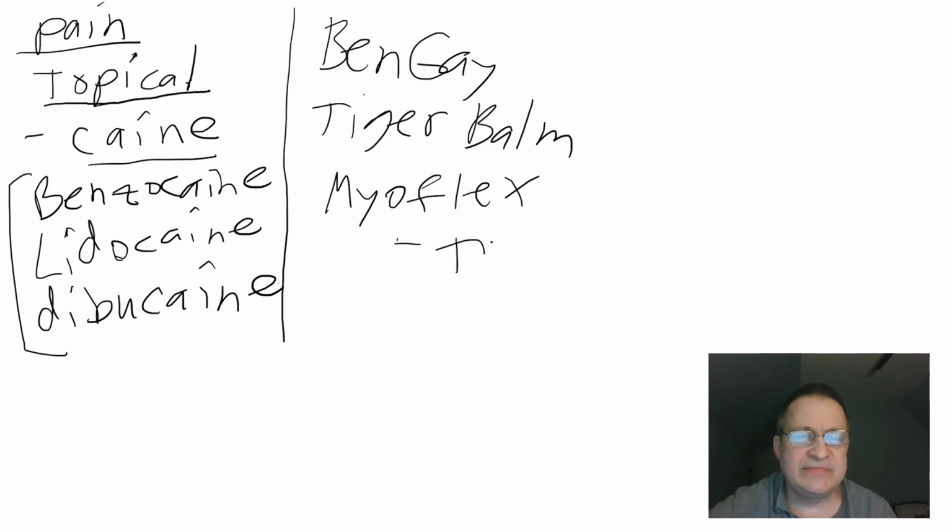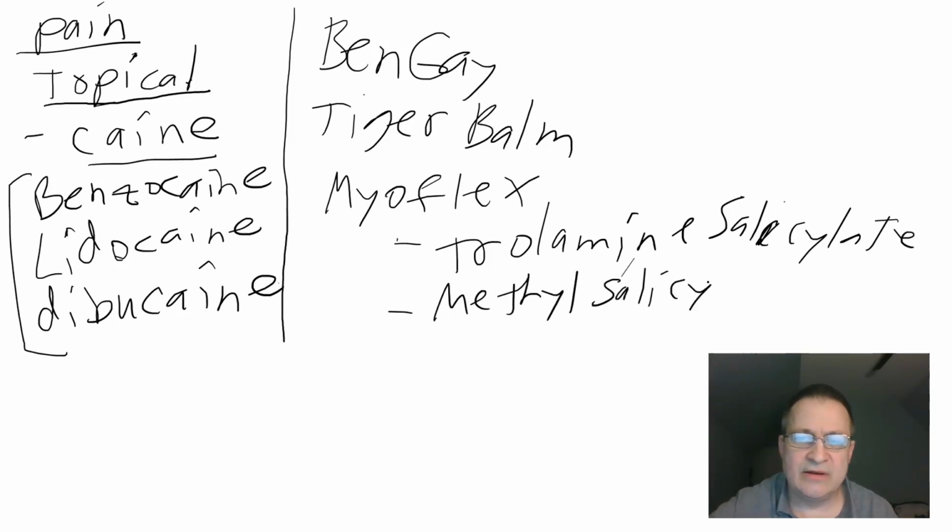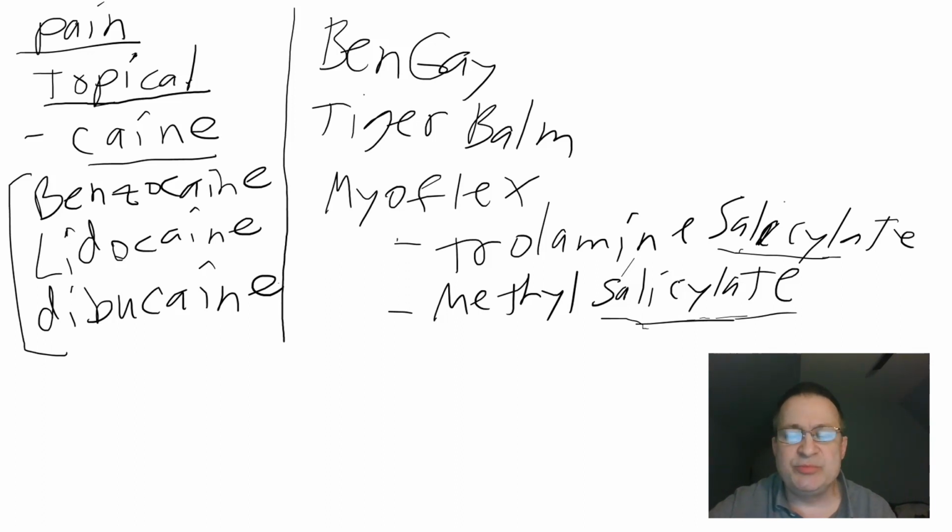Sometimes you see some of the ingredients, like trolamine salicylate, or methyl salicylate. And whenever you see the word salicylate, you'll know that it's related to aspirin. So if you're using a product that has a salicylate in it, and if there's an allergy to aspirin, then it's probably not the best choice because some of it gets absorbed.